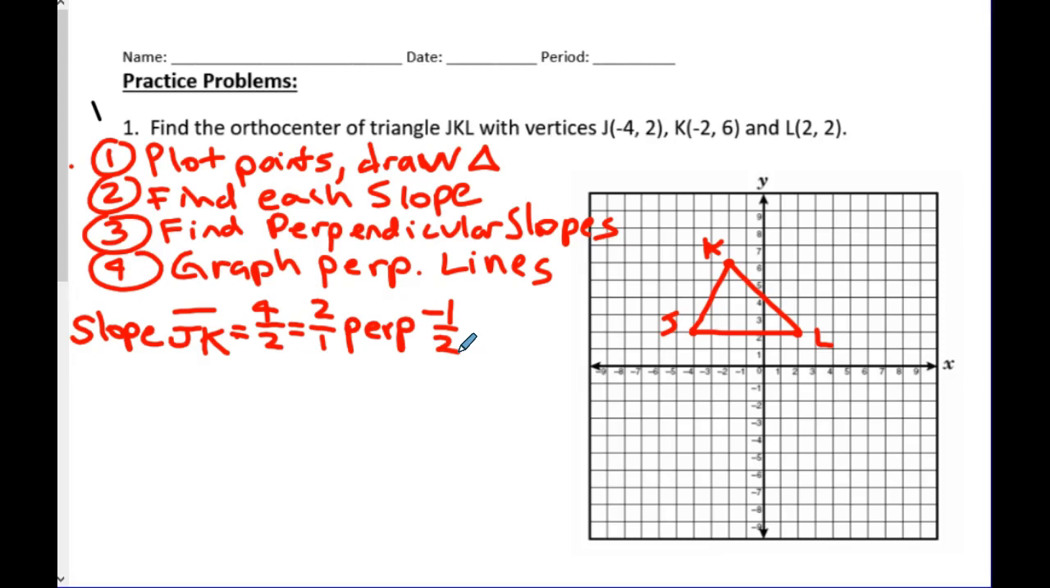Now, once you find that perpendicular slope, you need to use it at a vertex, and we're using it at the third vertex. So JK is right here. What's the other vertex over here? L. So we just found the perpendicular of JK. We're going to use it at L.